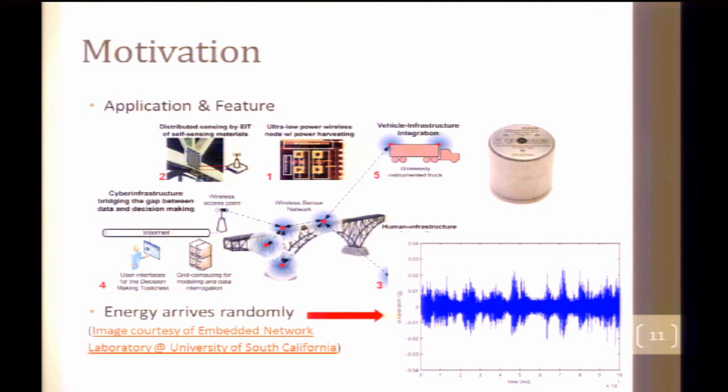So suppose you put sensors on the bridge, and the sensors are powered by renewable energy coming from the wind or solar or even the vibration of the bridge. And we want to use these sensors to monitor the health of the bridge. Then the problem is how are we going to use the energy coming in, and how are we going to design the detection scheme to detect any change in the bridge.